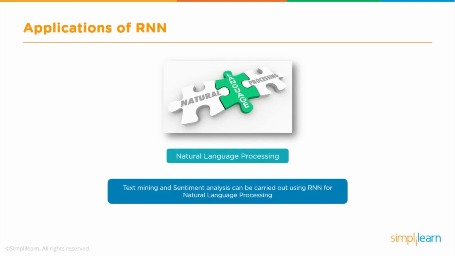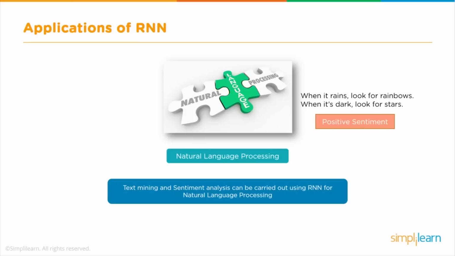Another application of the RNN is natural language processing. Text mining and sentiment analysis can be carried out using RNN for natural language processing. And you can see right here the term natural language processing, when you stream those 3 words together, is very different than if I said processing language naturally. So the time series is very important when we're analyzing sentiments. It can change the whole value of a sentence just by switching the words around. Or if you're just counting the words, you might get one sentiment where if you actually look at the order they're in, you get a completely different sentiment. When it rains, look for rainbows. When it's dark, look for stars. Both of these are positive sentiments, and they're based upon the order of which the sentence is going in.